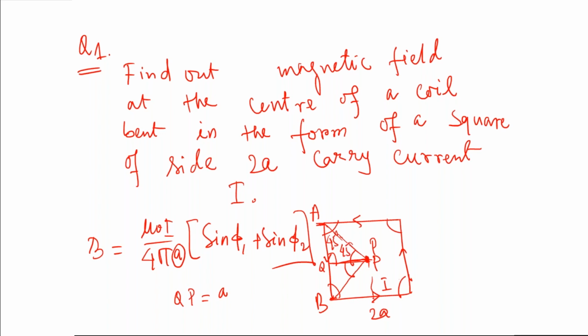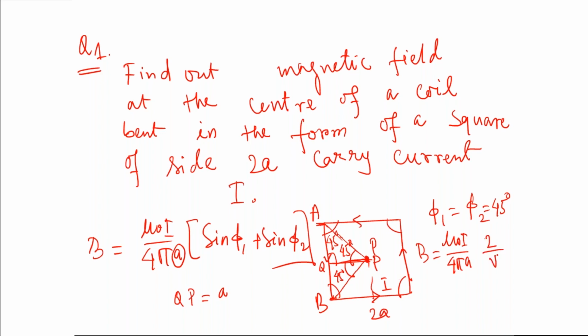Okay, let us now apply. This is for only one wire. If I calculate this, we will get mu 0 I by 4 pi A, and for 45 degrees it is 2 by root 2, so it will be root 2 into mu 0 I by 4 pi A. So this is for one wire.